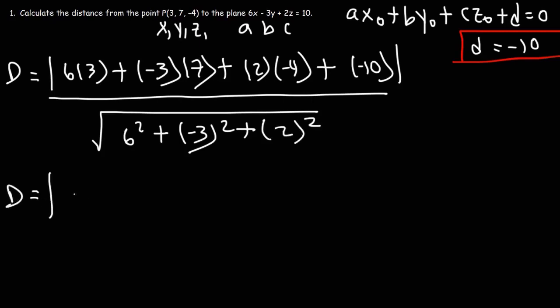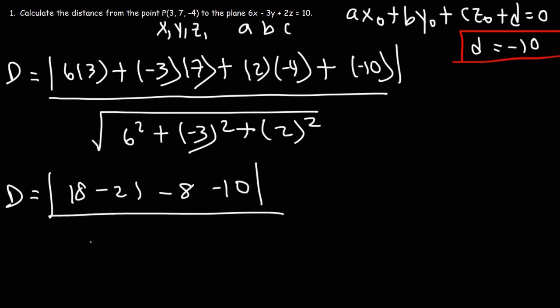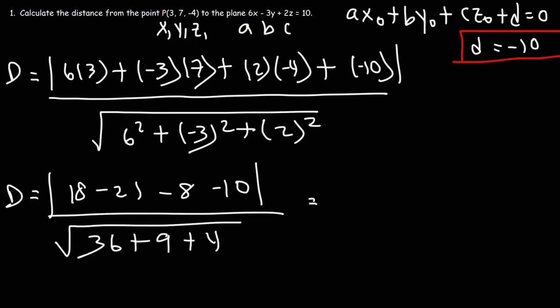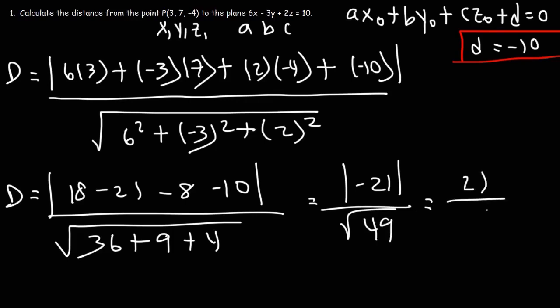6 times 3 is 18. Negative 3 times 7 is negative 21. 2 times negative 4 is negative 8. And then we have minus 10. 6 squared is 36. 3 squared is 9. 2 squared is 4. 18 minus 21, that's negative 3. Minus 8, that's negative 11. Minus 10, that gives us negative 21. 36 and 4 is 40 plus 9, that's 49. The absolute value of negative 21 is positive 21, and the square root of 49 is 7. So the answer is 3.